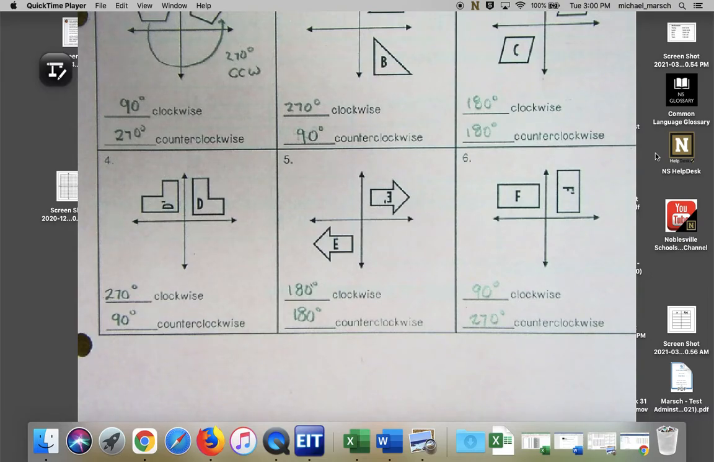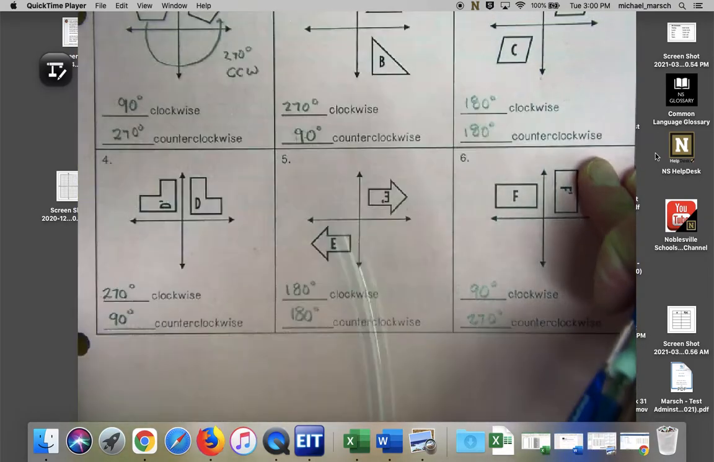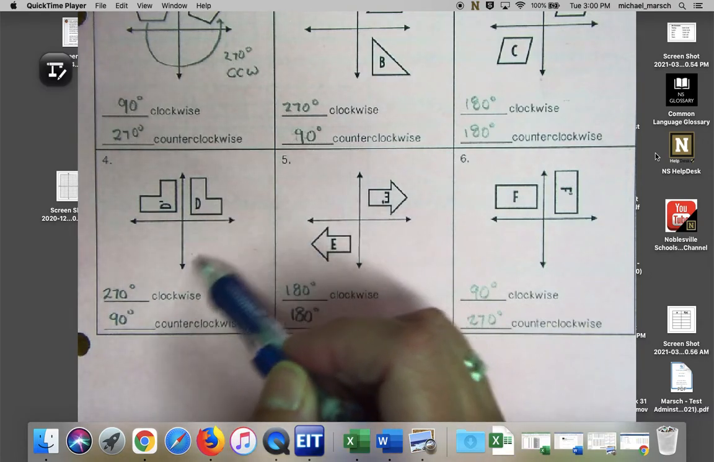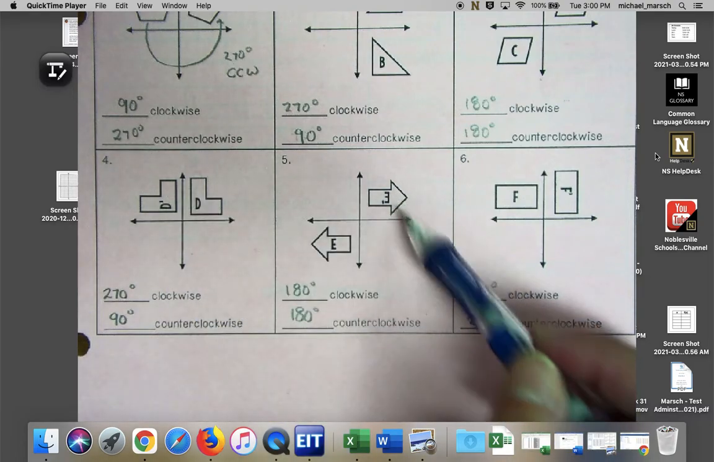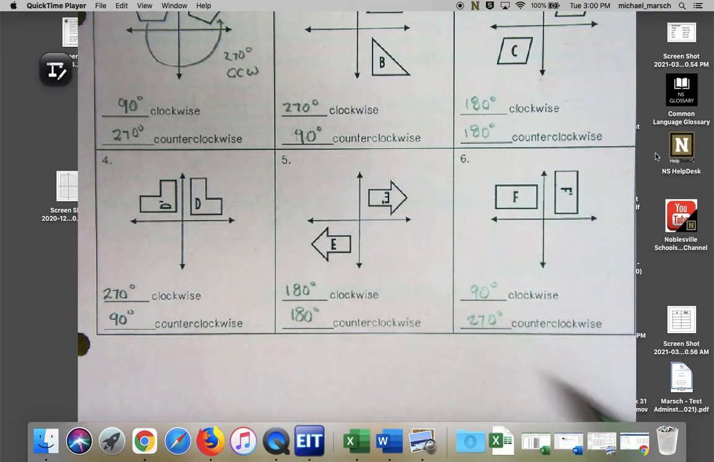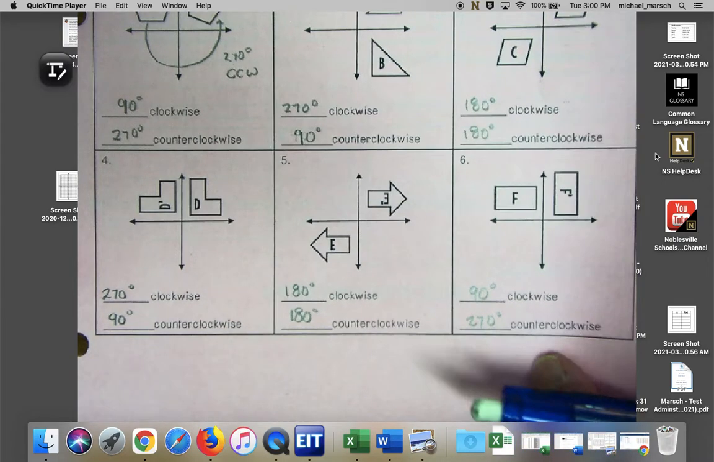I got that right, but I just did it the wrong way. How'd you guys do? So this one went 270 because it moved 3 places. This moved 2 places, that's 180. And this only moved 90 degrees. So usually if it's 90 on one of them, it's 270 on the other. Sure is. Good connection.